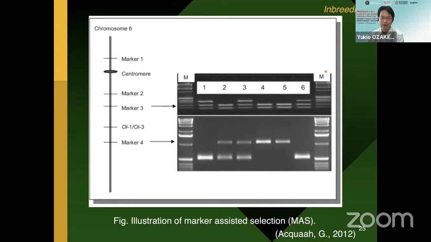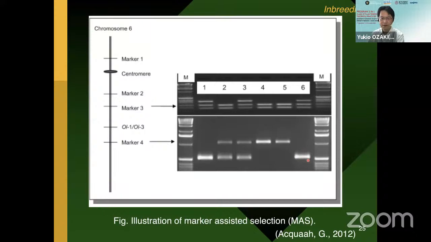For marker-assisted selection, markers flanking the target gene are often used. For marker 3, plants 1 and 3 are selected and expected to be resistant to powdery mildew since they have the marker alleles of the resistant parent, LA1777. For marker 4, plants 1, 2, and 3 are selected and expected to be resistant since they have the resistance marker alleles of the resistant parent.